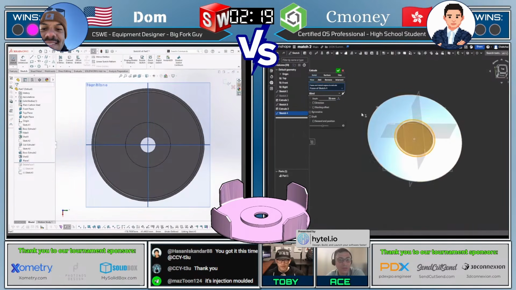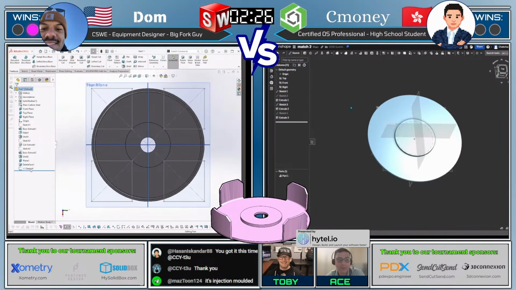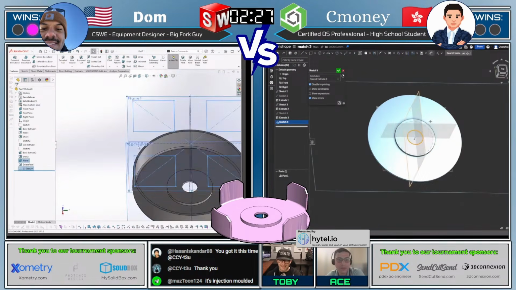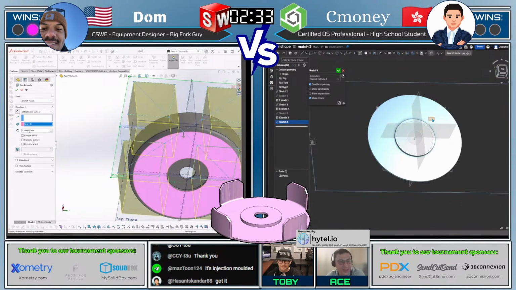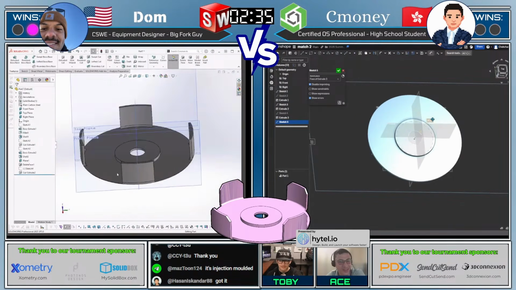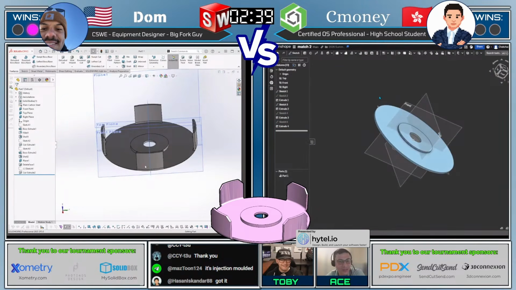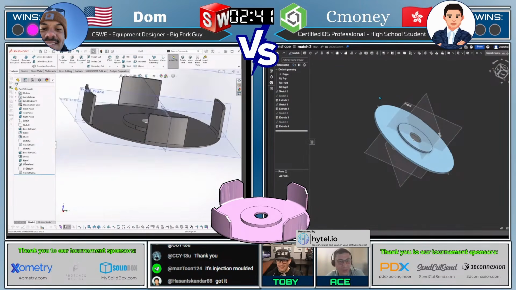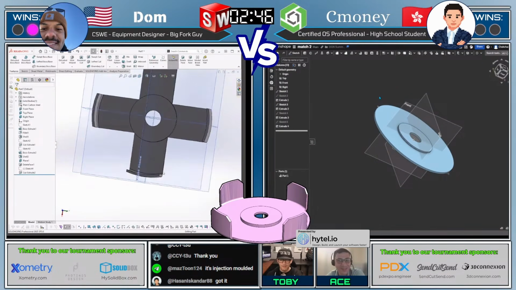So now he's created a new plane up top here. This is interesting. It's always interesting to see Dom working through these challenges. Okay, he adjusted his sketch. Some troubleshooting there. Yeah. Okay. I like it. There you go. And there you go. Let's see what he ends up doing with this.